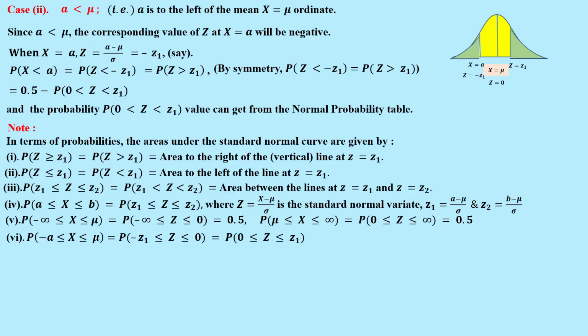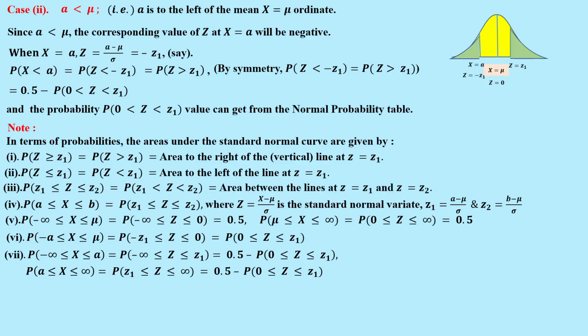Now probability of mu minus a less than or equal to x less than or equal to mu is equal to probability of minus z1 less than or equal to z less than or equal to 0. That is the symmetric idea we are using, right? Probability of 0 less than or equal to z less than or equal to z1. Probability of minus infinite less than or equal to x less than or equal to a is equal to probability of minus infinite less than or equal to z less than or equal to z1, which is nothing but 0.5 minus the probability of the area between 0 and z1.